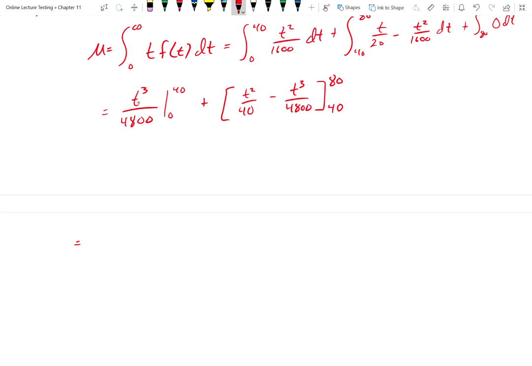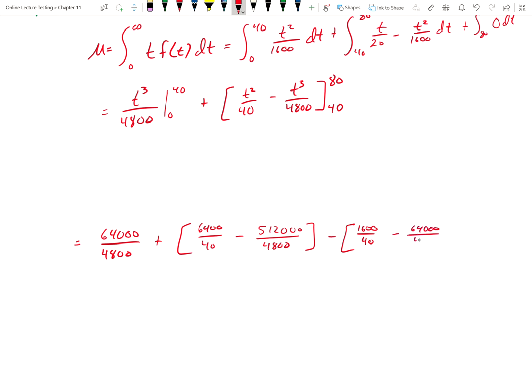So 40 cubed, there's going to be 3 zeros there. So we are going to get 64,000 out of 4,800. And then plus our big values here. So that was the nice thing about this one. We had a 0 to deal with. So 80 squared is going to give us 6,400 divided by 40 minus 512,000 divided by 4,800 minus, and now everything evaluated at 40, 1,600 divided by 40 minus 64,000 divided by 4,800.